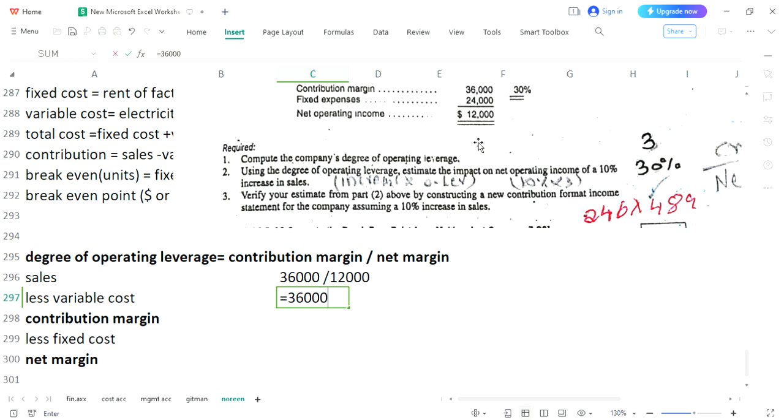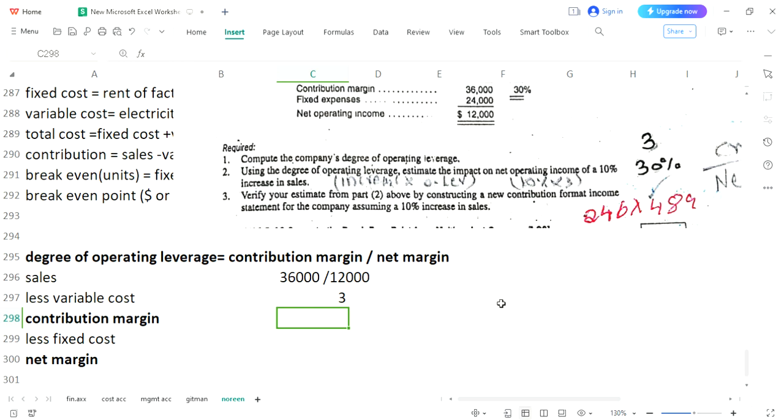36,000 divided by 12,000. So in this way you have got your degree of operating leverage. You will write this formula in this way and then you will calculate your degree of operating leverage. First requirement was degree of operating leverage and you can see the answer 3 is written over here. Now using the degree of operating leverage, estimate the impact on net operating income.